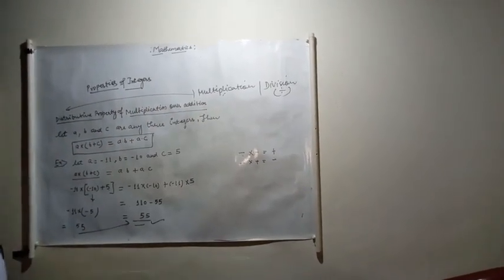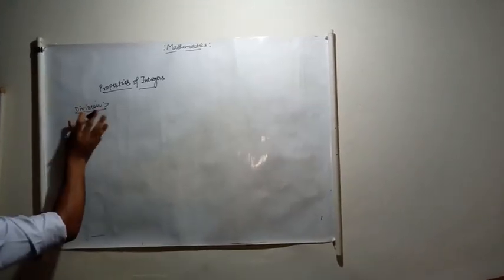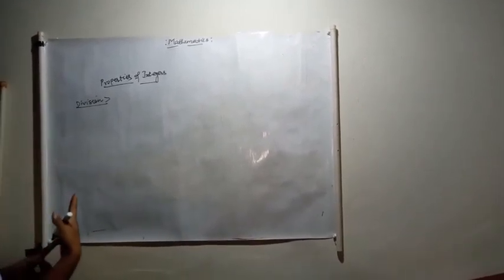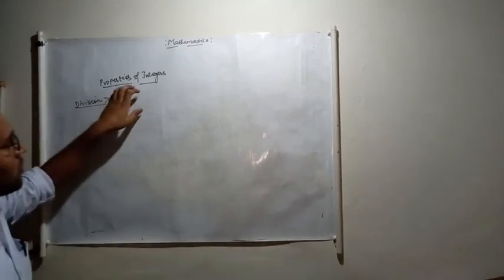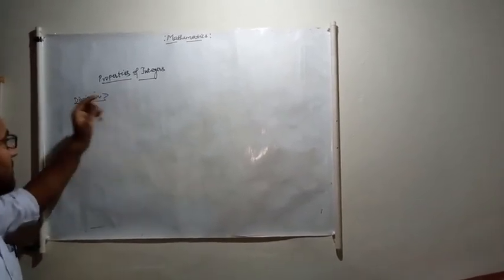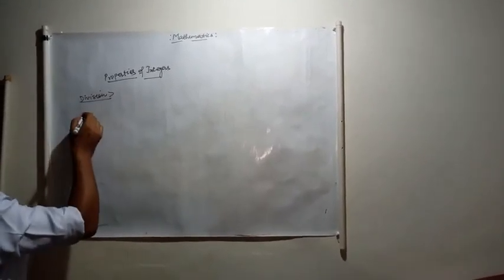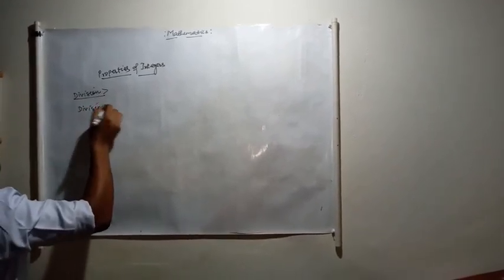Okay students, next one is the property of division. Yes students, the next operation is division. In the previous video we discussed that division does not hold for the closure property as well as the commutative and associative properties, but some special properties related to division are, one is division by 1.